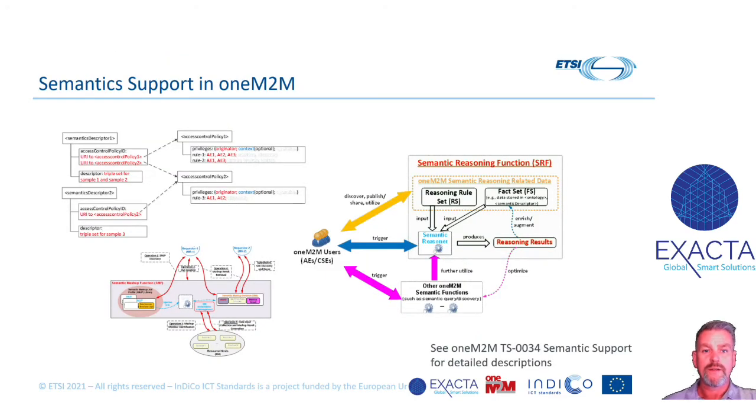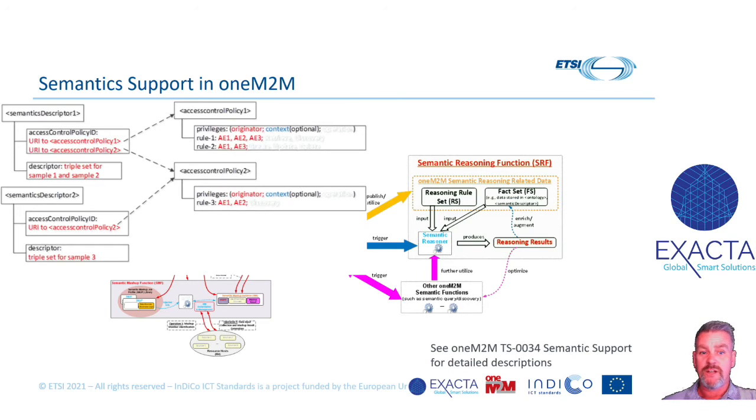So now that I've hopefully made it clear why we need to have semantics in an IoT system and why oneM2M has included support for semantics from the very beginning, I'll describe some more of the concepts as they are implemented in oneM2M. And the first thing I'll describe is semantic annotation.